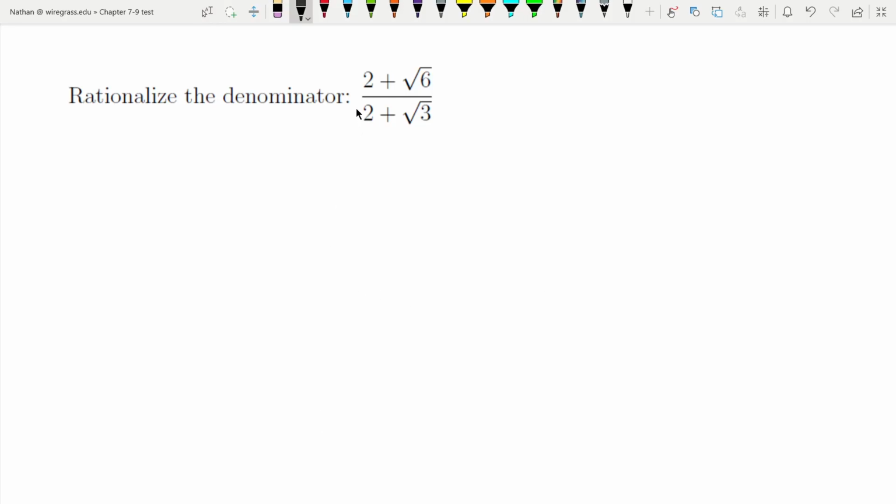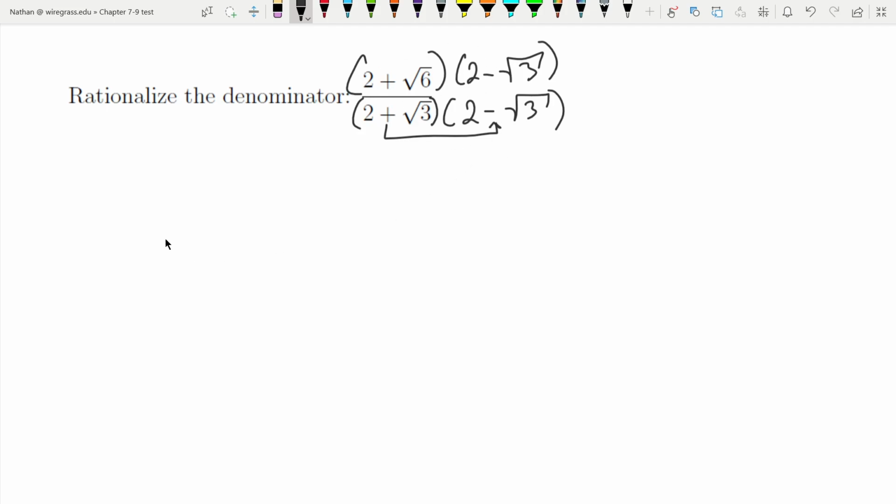All right, to rationalize the denominator, we're going to take the denominator and multiply it by itself, except we're going to change the middle sign from positive to negative or vice versa. This is called the conjugate of the denominator. So whatever you do at the bottom, you must do the top. And now we're just going to multiply everything through and simplify.